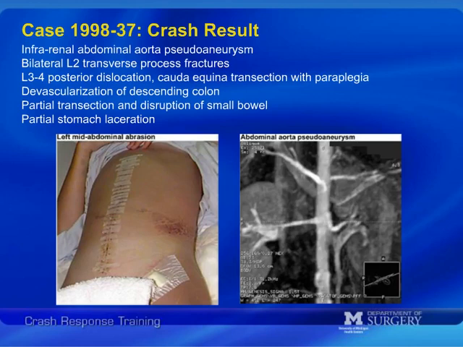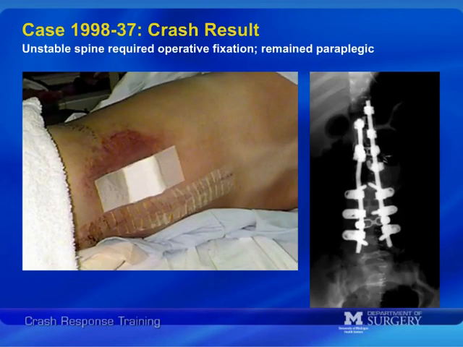You can see the lap belt here across the mid-abdomen at about the level of the umbilicus. You can also see on the left-hand photograph there the large incision which is required to repair all of the intra-abdominal injuries. She also had a very long incision on her back, which was required to fix her unstable spine. You can see the amount of hardware that was placed in on the x-ray on the right. This child remained paraplegic as a result of her injuries.